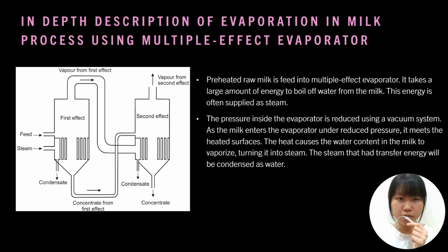For the in-depth description of the evaporator in the milk process using a multiple effect evaporator, first preheated raw milk is fed into the multiple effect evaporator. Then to boil off the water, we are using steam to transfer heat. The milk contacts the heated surface that is heated by steam, causing the water content in the milk to evaporate and flow to the second evaporator from the top. Then the steam that has already transferred heat to the milk will condense as water, and the concentrated milk will flow to the second evaporator at the bottom.